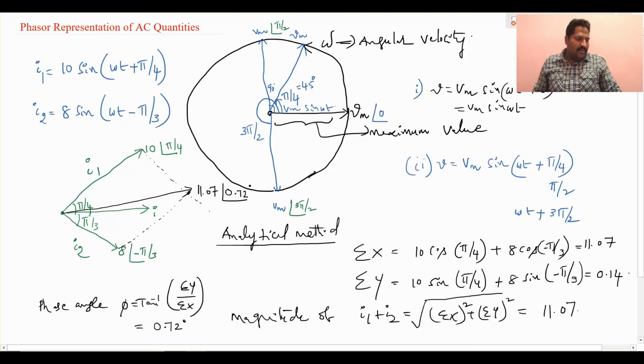If you want to calculate the addition of two waveforms like I1 and I2, this is the method we can follow. In mathematics we have already done this in intermediate, right? I think all of you know about this process. So the value is 11.07 at an angle of 0.72 degrees, and this angle is the phase angle of the resultant waveform obtained from I1 and I2.